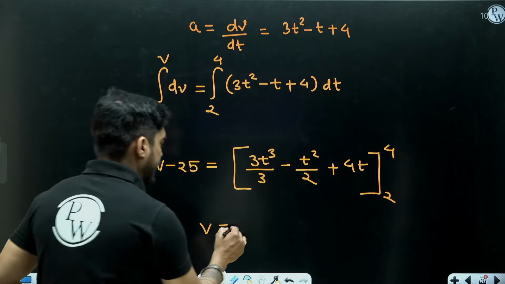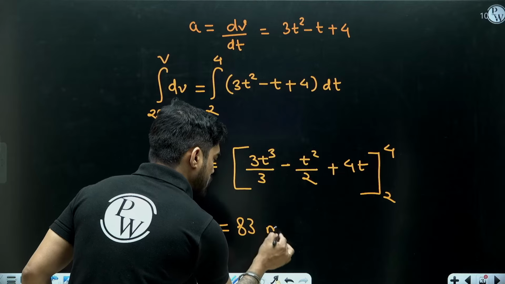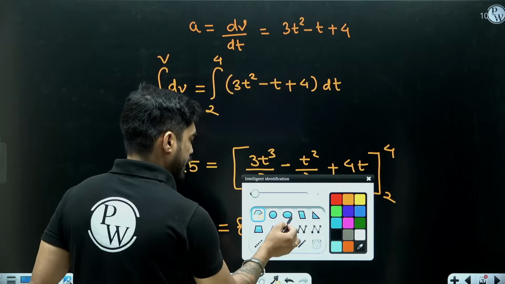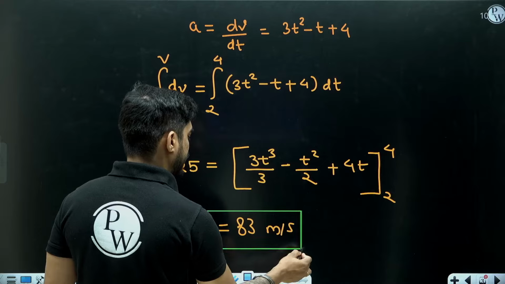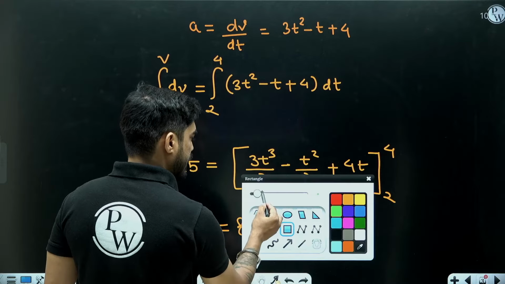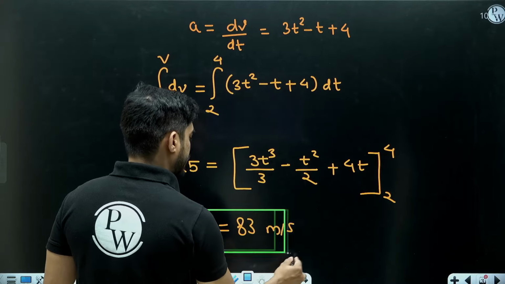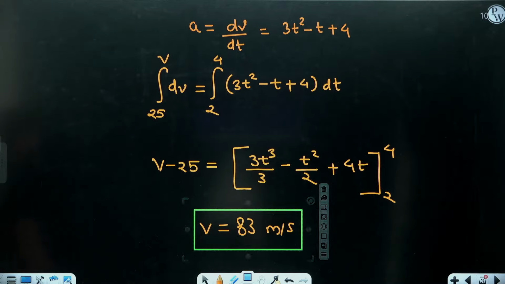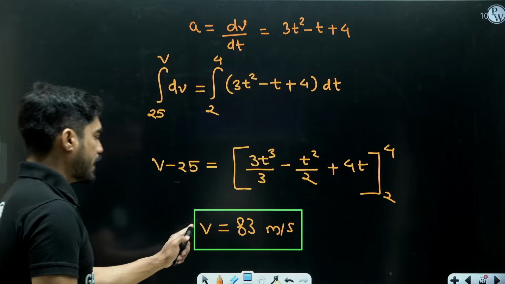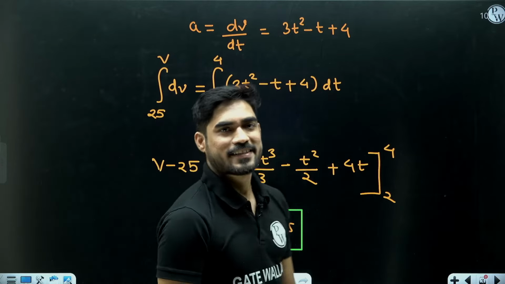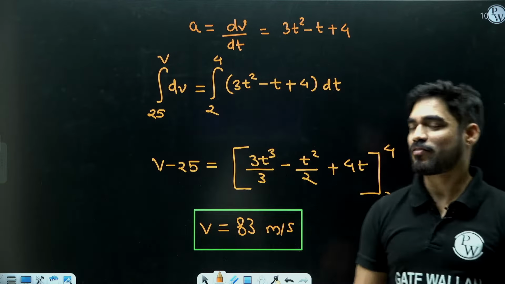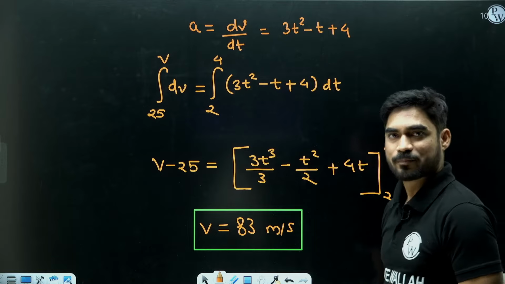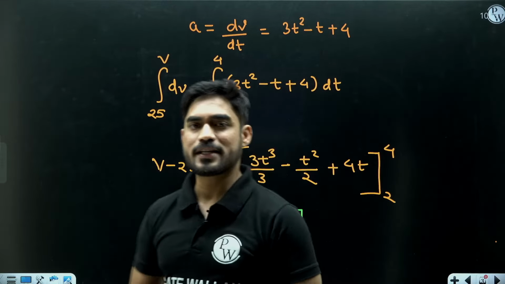So we are getting 83 meter per second. So this will be the velocity at t equals to 4 seconds. At t equals to 2 seconds, the velocity was how much? 25 meter per second, and at t equals to 4 seconds, it will become 83 meter per second. So this is the solution of the last class assignment problem. Now let's move on to today's lecture.